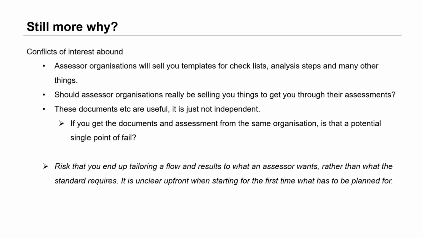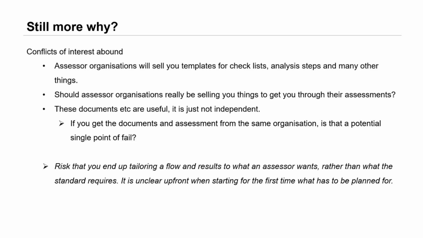Still more reasons why there are conflicts of interest. Now, the assessor organizations will sell you templates for checklist analysis steps and many things to help you along the way. And they're actually very useful. I mean, I use some of them myself and they really help you get up to speed quite quickly. But the question is, should assessor organizations really be selling you things to help you get through their assessments? They're useful documents, they're just not independent. And if you're getting the documents and the assessment from the same organization, is that a single point of failure, which is what we're meant to be avoiding?